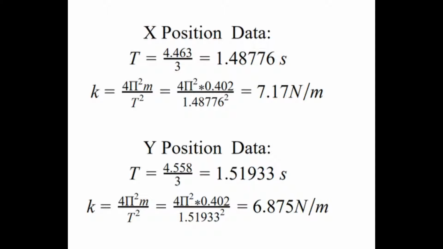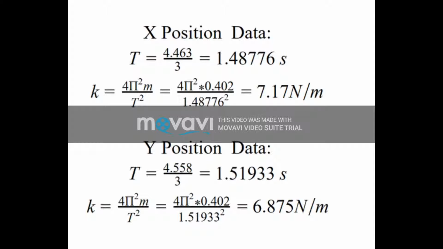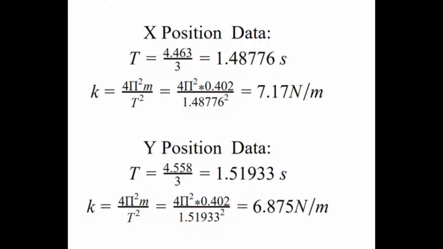In the lab, a period T was found by finding the time it took to complete 3 oscillations using the x position data from Tracker, then dividing by 3 to find the average. This average was found to be 1.48776 seconds. Once T was found, it was used to solve for k, as seen. When the y position data from Tracker is used, T is found to be 1.51933 seconds.